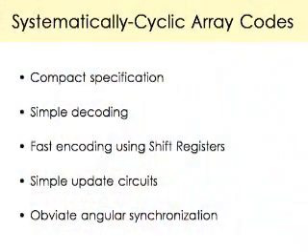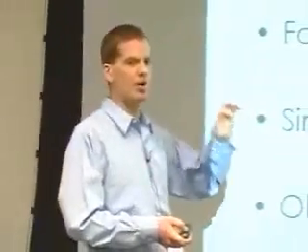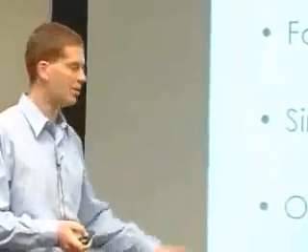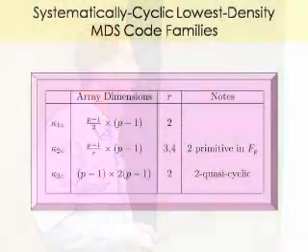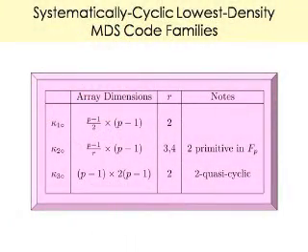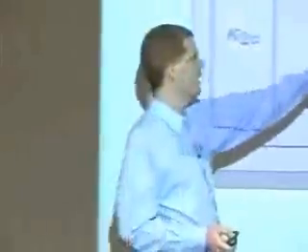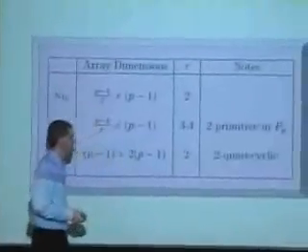And we summarize the benefits. Compact specification: you only have to specify one column. Simple decoding, fast encoding, simple update circuits. And for some operations, you don't really need to know where you are in the array, and that obviates synchronization in some storage devices. So those are the practical benefits. What we have are new families of codes that have all those properties. And here R is the number of failures that we can correct.